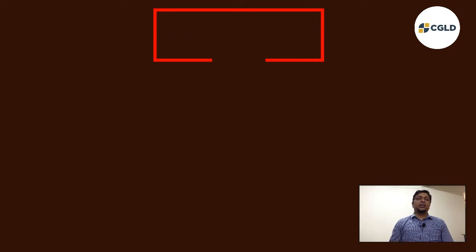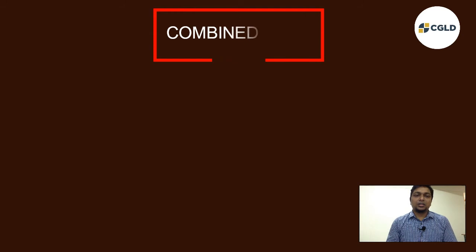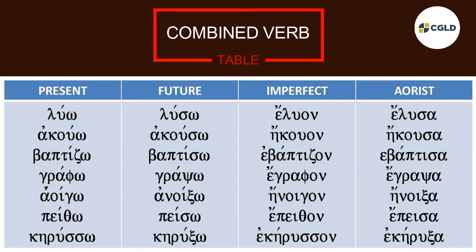Now, I just want to show you a combination of the different verb tables. If you look at the combination of the different verb tables, then you would find how the verbs appear in different forms, like present tense, future tense, imperfect tense, and aorist tense. So here is the verb table, and I'm not going to go through it. It is there in your PDF, so you can have a look at it when you have time.